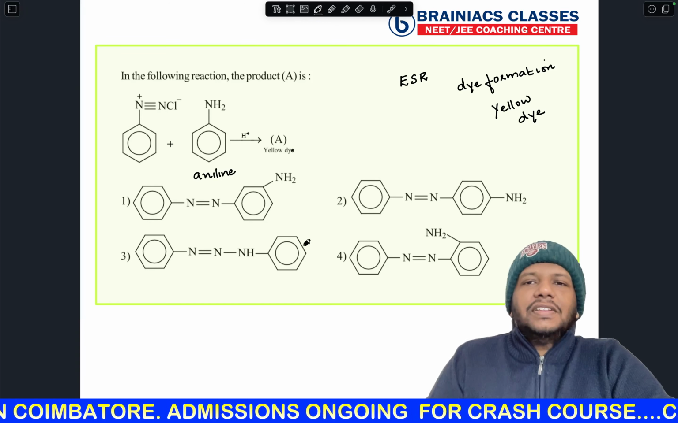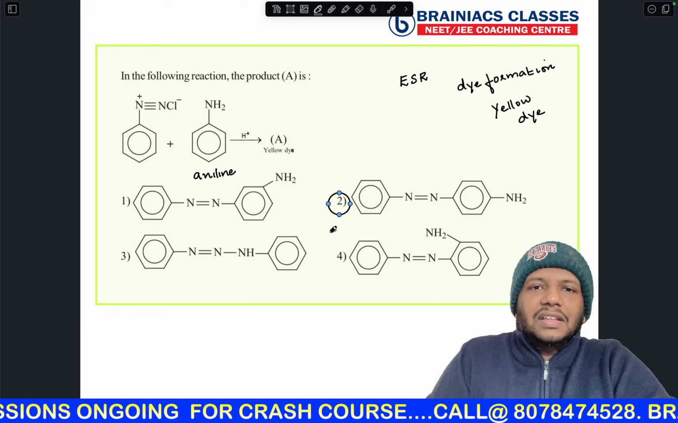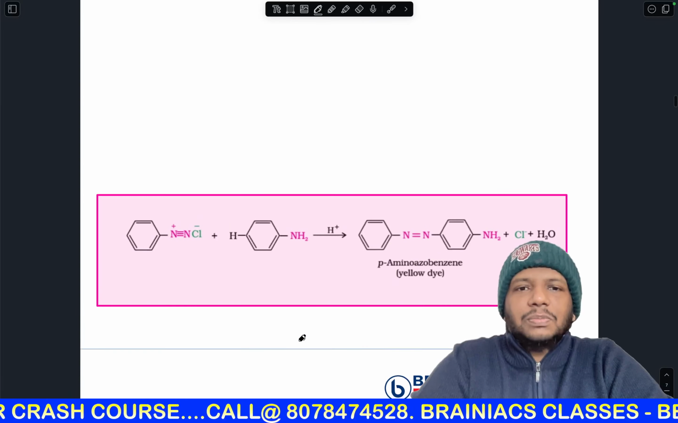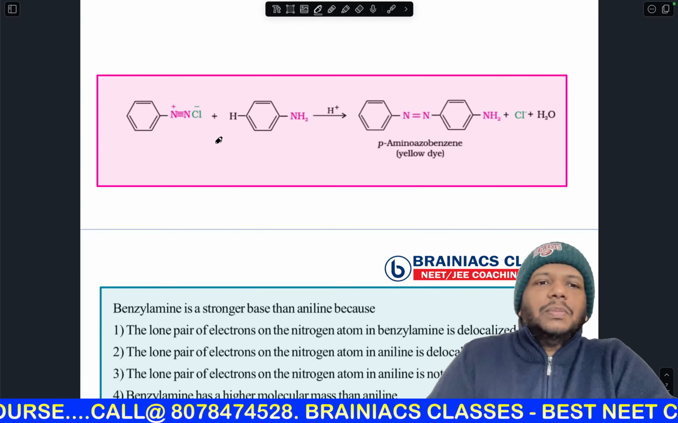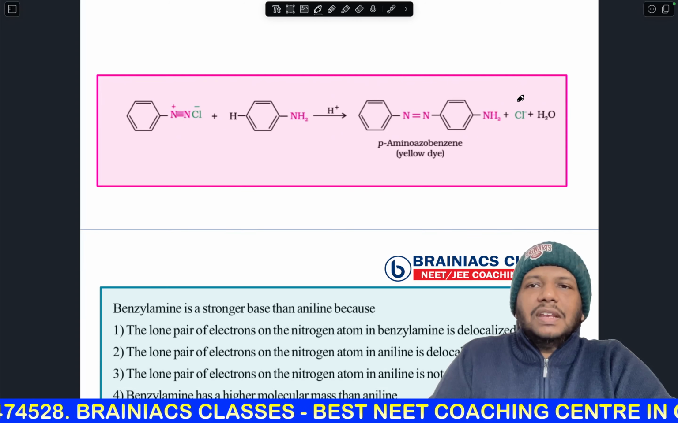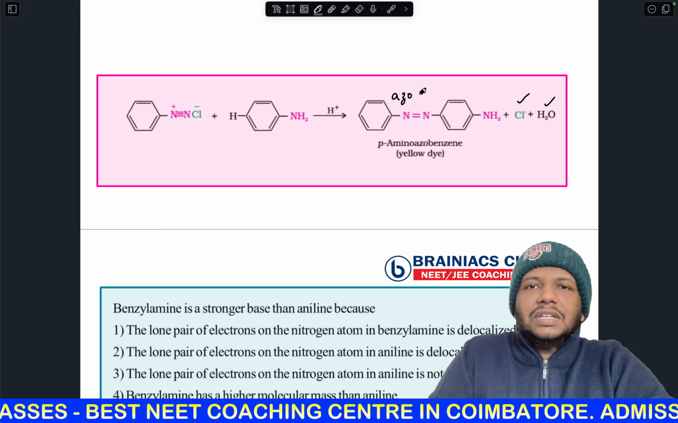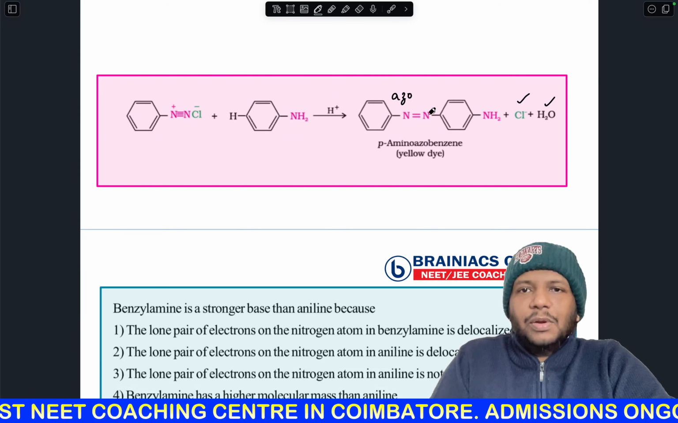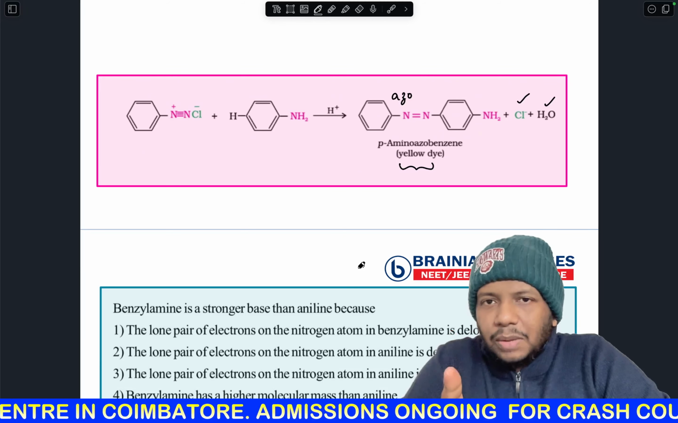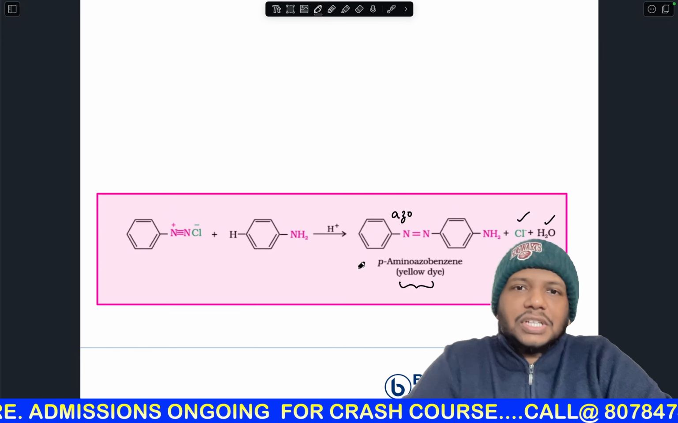Okay, so the only difference is NH2 will come into the picture. So I can easily say option 2 would be my correct answer. There is no other change for this reaction. You can see this is also mentioned in the textbook. Benzene diazonium chloride is given, aniline is taken. Again, you can see Cl minus is liberated, water is liberated, along with the azo linkage. So we can say here para amino azobenzene, that is nothing but yellow dye. Please remember, amino comes with yellow color, and hydroxyl, or alcohol, comes with orange color.